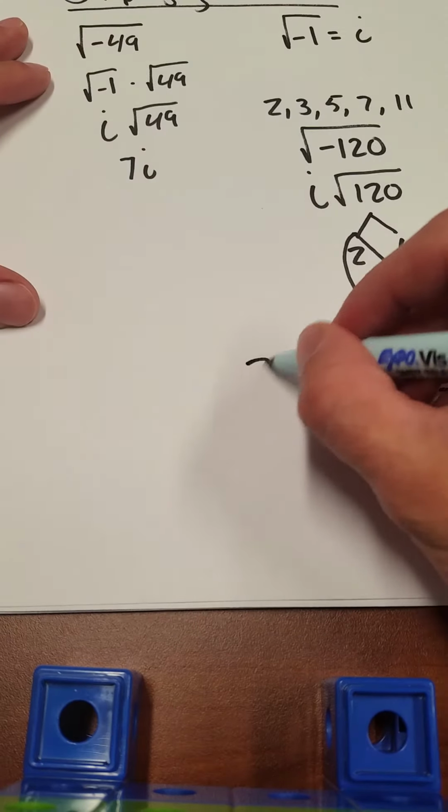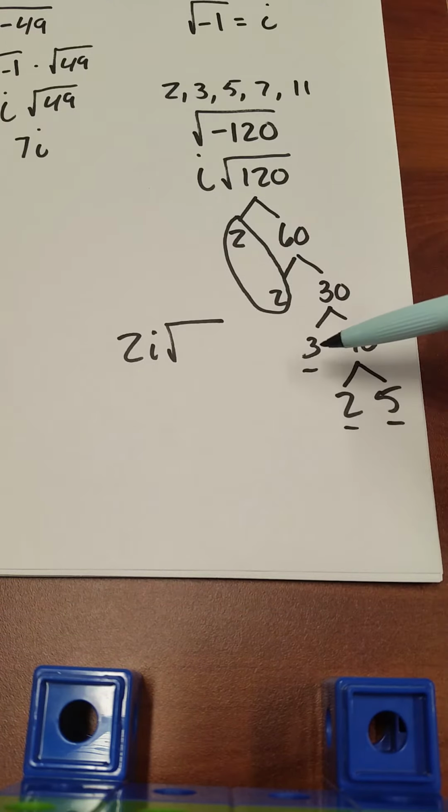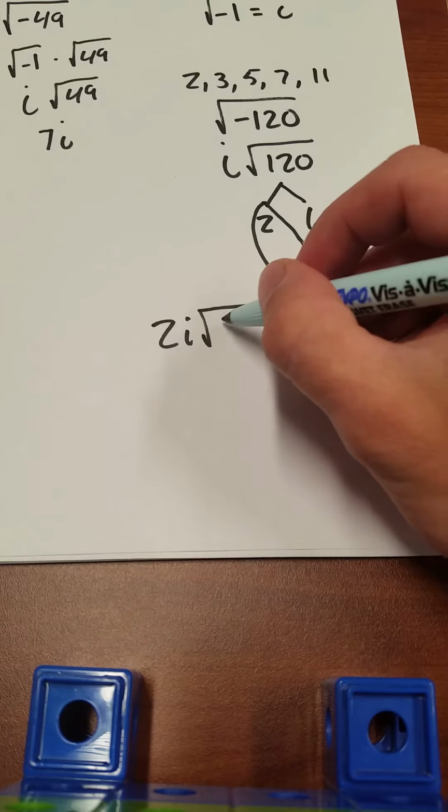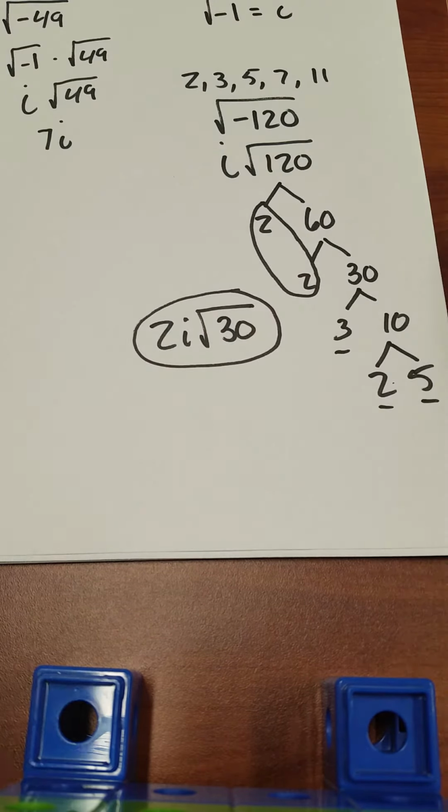So we end up with 2i square root. And then we have to multiply our 3 times our 2 times our 5. So 3 times 2 is 6, and then 6 times 5 is 30. So 2i square root of 30.